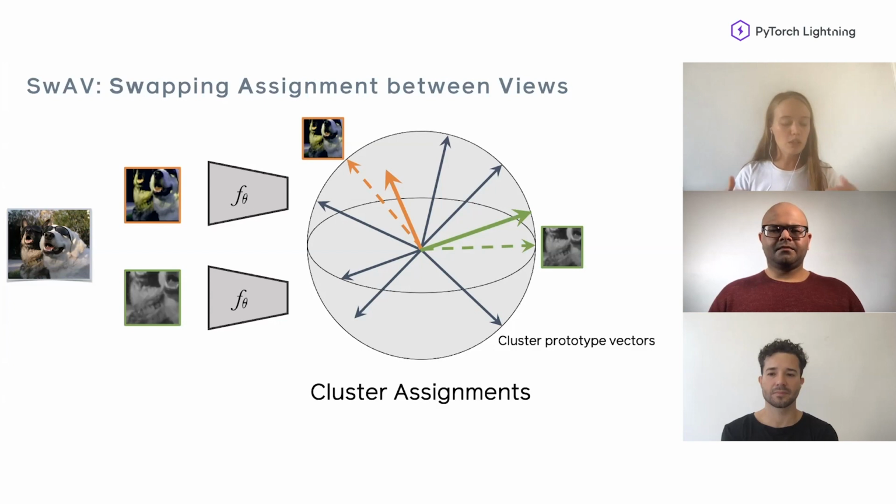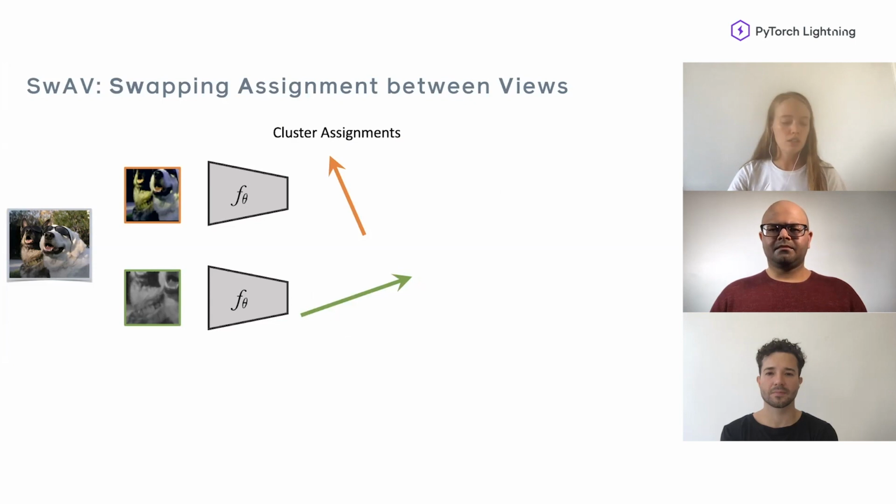So what we do is that we constrain the two cluster assignments to match over time. So the system eventually will discover that all the images of dog represent the same information. And so this is done by swapping the assignment. And so it means that we predict the cluster of one version of the image with the other version.